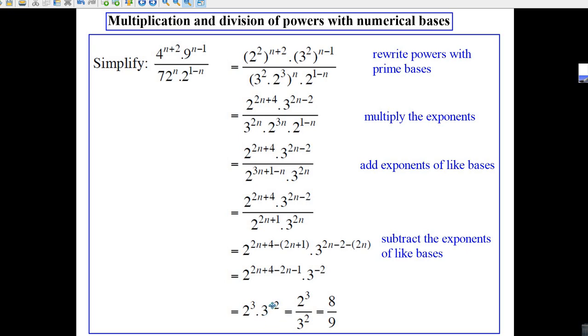But then you have to remember, oh yeah, if it's negative, it goes to the bottom and becomes positive. Well, 2 cubed is 8, and 3 squared is 9. This is the example from our notes. And so we added exponents that had the same base. We did that right here in the bottom when we had 2 to the 3n and 2 to the 1 minus n. We put that together. And then we subtract exponents that have like bases. So we're just applying the laws of exponents.